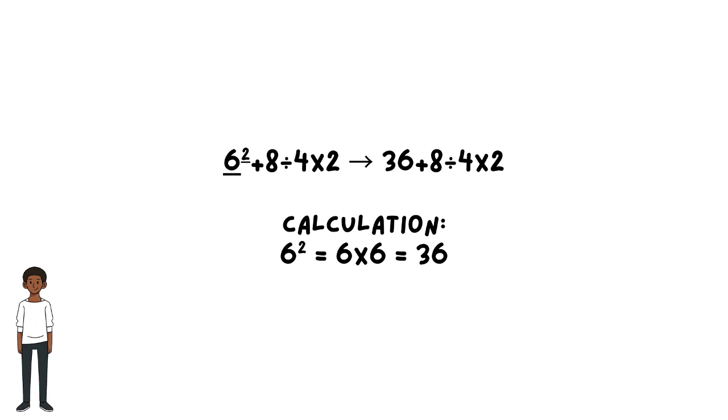According to PEMDAS, we evaluate the exponents first. 6 squared is 6 times 6, which equals 36. Substituting 36 in leaves us with 36 plus 8 divided by 4 times 2.